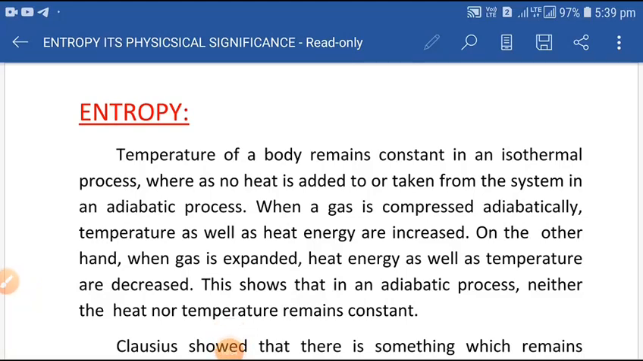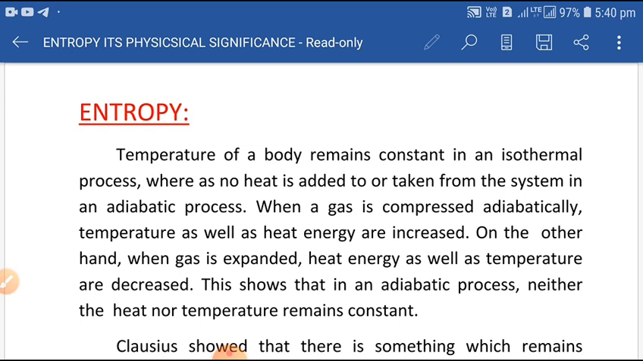Today we are going to talk about entropy. So you know that till now we haven't heard this word entropy, that is a new word. Now we are talking about entropy. Let us see what is entropy.